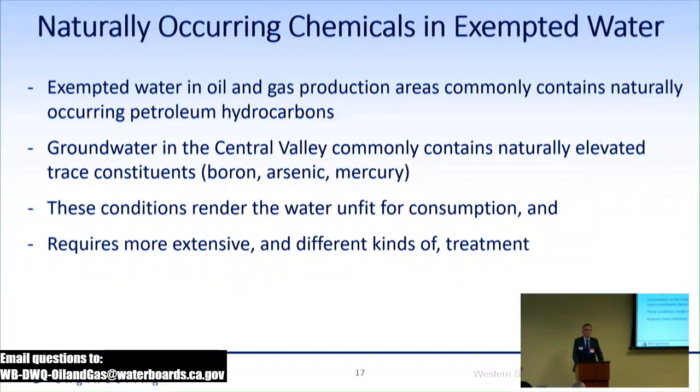A couple other points to make is that as far as exempted groundwater, groundwater in oil and gas production areas commonly contains naturally occurring petroleum hydrocarbons, as well as naturally elevated trace elements such as boron, arsenic, and mercury. I mentioned earlier that those complicate the treatment of that water to where it could be consumed as public supply. So these conditions render the water unfit for consumption and require more extensive and different kinds of treatment that would render desalination much more expensive.